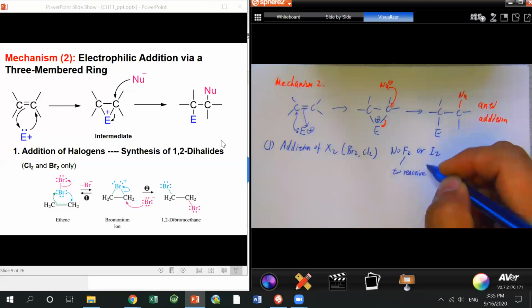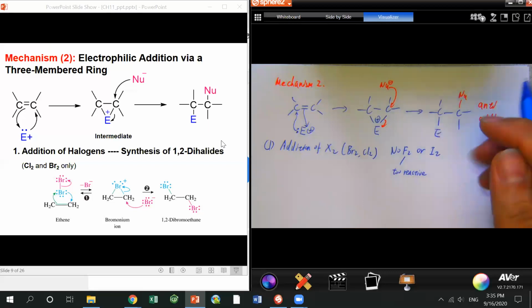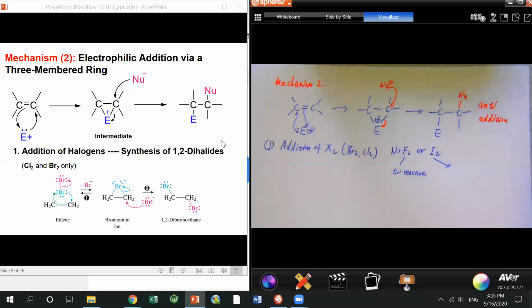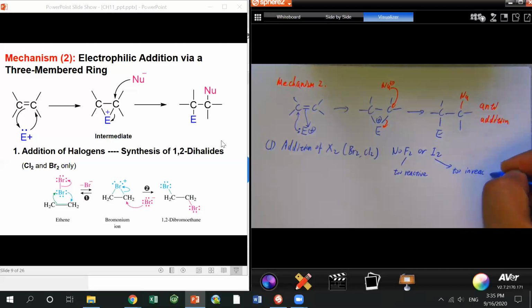So normally, you not only add a pair of F onto the pi bond, you also cause some other oxidation reaction. And for iodine, it's the other extreme: too unreactive. So if you really want to add iodine onto a pi bond, you have to add some other reagent, so the reaction goes through another pathway. All right, keep that in mind.